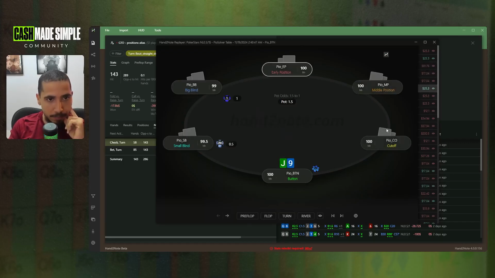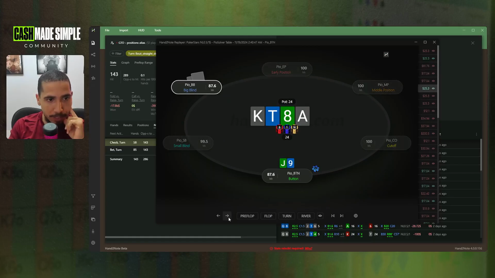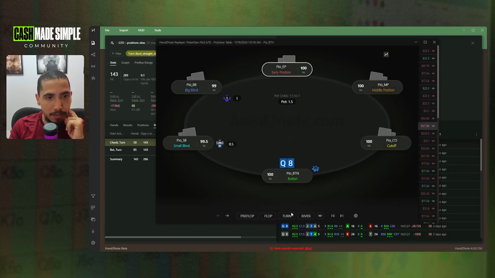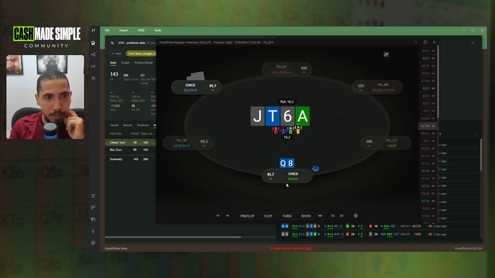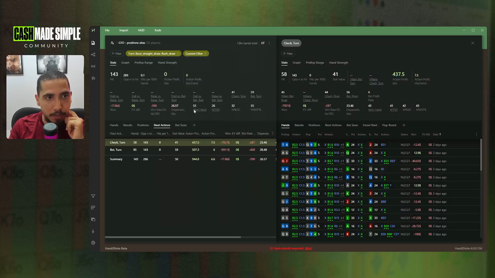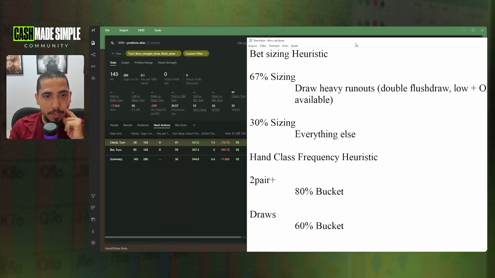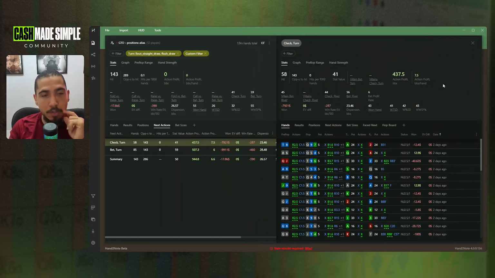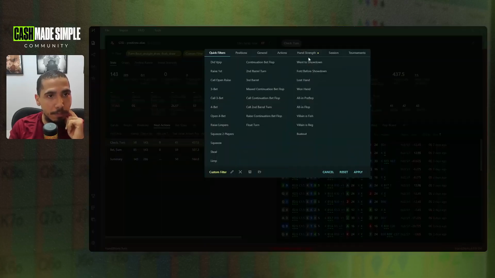Ace 8 of diamonds here. Jack 9 off, open-ended straight draw, and we're still checking some of the time here. So you can see that betting with your draws is not something you should do 100% of the time. Queen 8 here with the double gutter. We're checking it back and then bluffing the river. So as you can see, 60-40, 60% bucket for the draws here. You have to mix it up with your draws to be balanced in the spot.